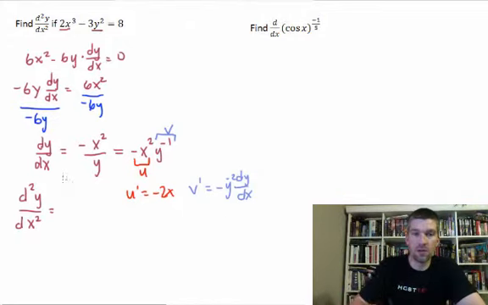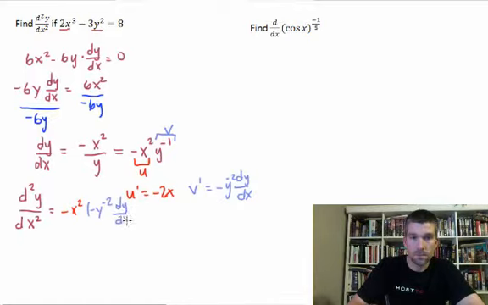So what's this going to look like then? It's going to look like u, negative x squared, times v prime, and that's my negative y to the negative 2 dy dx, plus v, which is y to the negative 1, times the derivative of u, which is negative 2x.